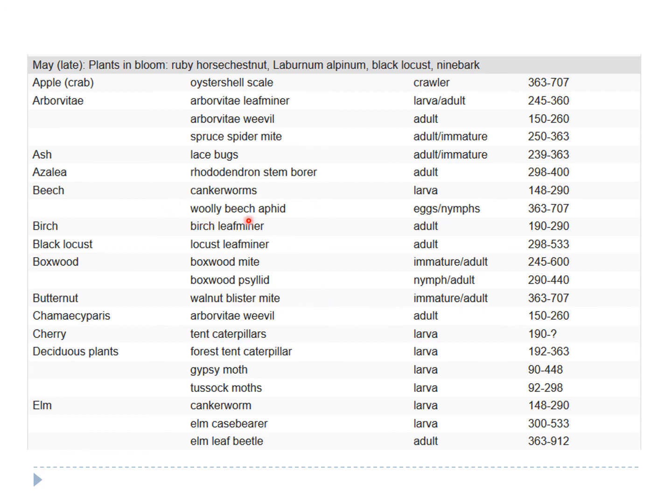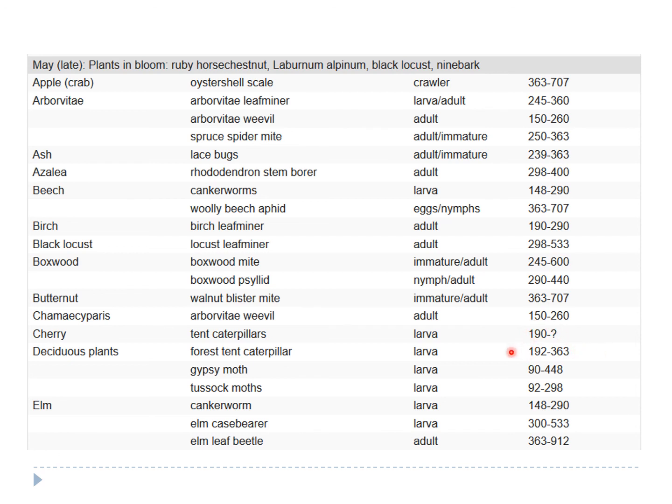So the woolly beech aphid, which is a really neat aphid, it waves around and it's fuzzy. But I'm going to be treating them when they're in the egg stage or the nymphal stage at 363 to 707 growing degree days. It's relatively specific. Tent caterpillars, I'm going to start treating them at about 190 growing degree days.